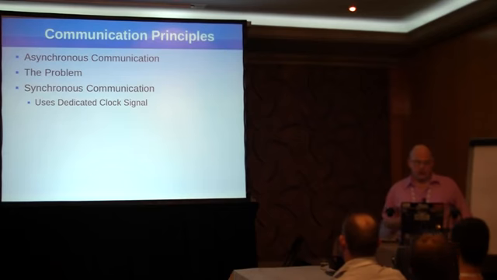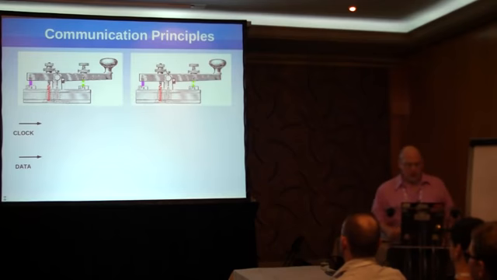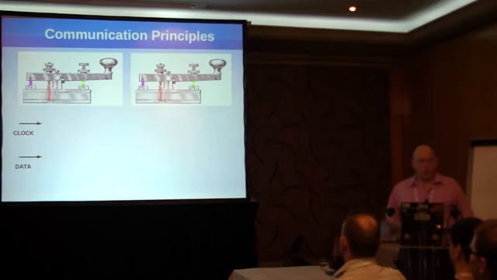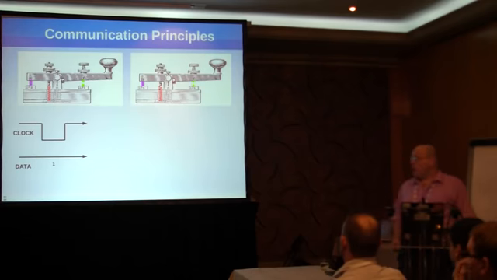It actually uses a dedicated clock signal to transmit the data. And just like the Morse key with Morse code, Edison actually experimented using synchronous protocols to transmit stock quotes. So basically you had two sets of Morse keys transmitting the data. One is assigned as a clock, the other one is assigned as the data. In this example, I've just clocked in a value of 1.